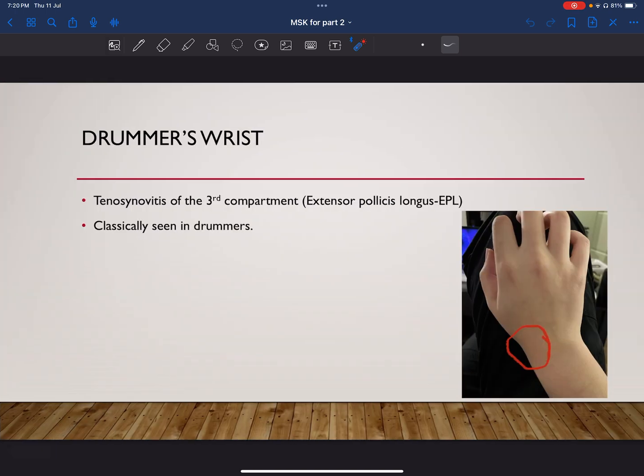Then there is something known as drummer's wrist, which has tenosynovitis of the third compartment, or extensor pollicis longus. We saw EPL rupture, if you remember before, 3 weeks after radial wrist fracture. Now we have another entity, third compartment tenosynovitis known as drummer's wrist, classically seen in drummers like this.